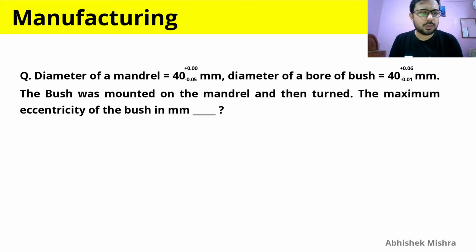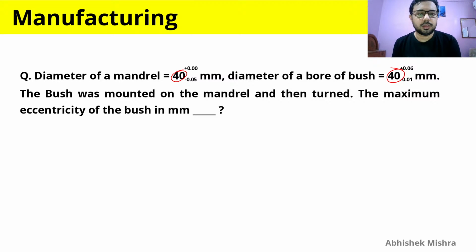The diameter of a mandrel is given as 40, and there are some limits given that you have to consider. The diameter of the bore of the bush is given, so 40. The limits are also given here. So by this you can say that 40 is the basic size, and over this size the limits are applied to make a proper tolerance.